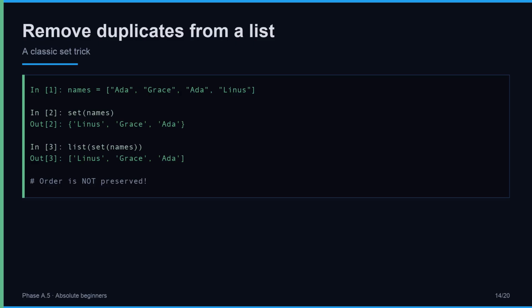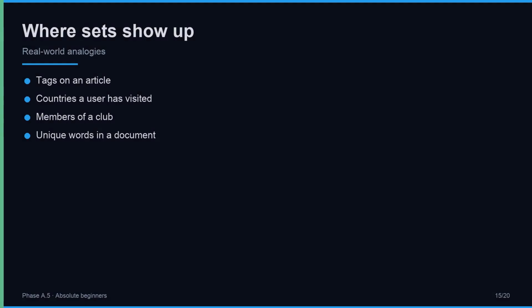A classic Python trick. Where do sets show up in real programs? Tags on a blog post, each tag is unique, order does not matter. Countries a user has visited, a membership list, no duplicates. Members of a club, you ask is Ada a member, and the answer comes back instantly. Unique words in a document, drop the duplicates and you have the vocabulary. Anywhere you need a collection of distinct things, where the question is this one inside rather than what comes first, a set fits naturally. Sets are everywhere.